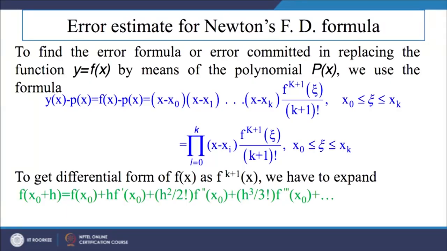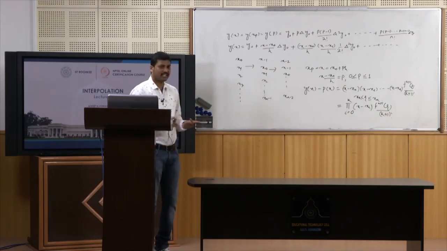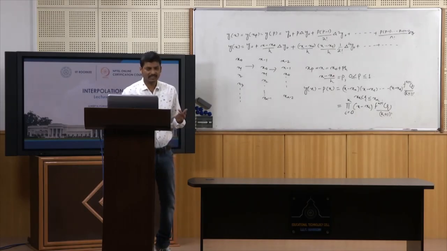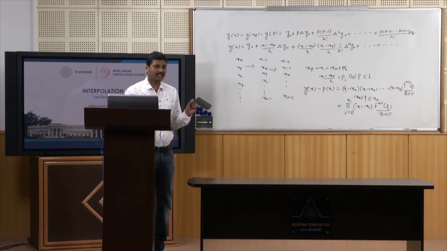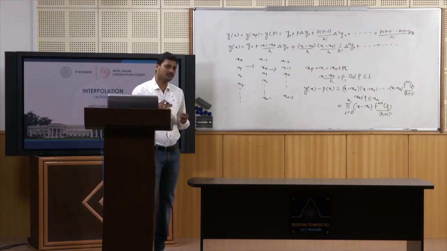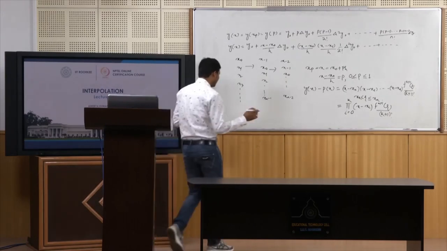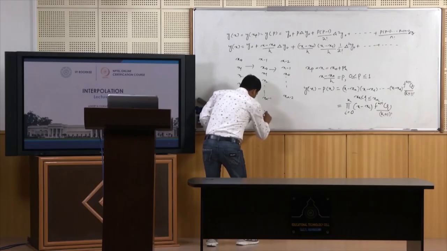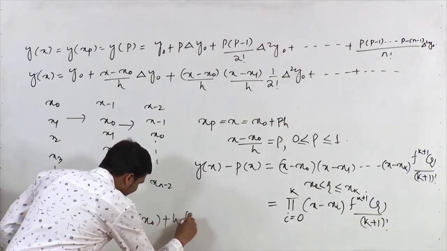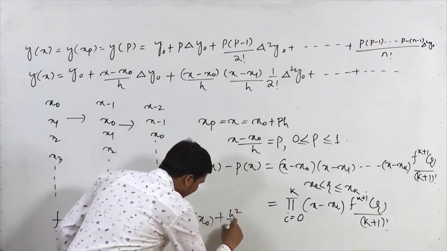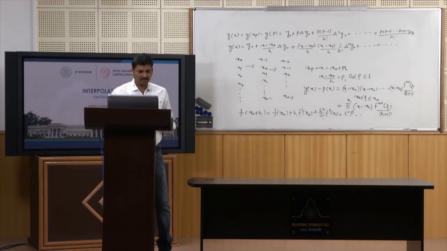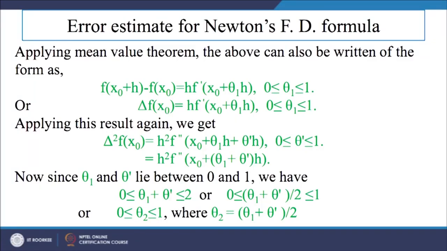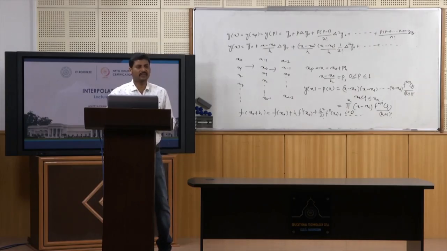And suppose we want to get this f of x in a differential form. Differential form means how we can express f of x in terms of the f to the power k plus 1 term there. To get that form, we have to expand f at a point, suppose x0, like f of x0 plus h, since usually this Taylor series expansion is used if a point is given and all of its neighborhood points, if f is continuous. We can use this Taylor series expansion, in the form f of x0 plus h, which can be written as f of x0 plus h f dash of x0 plus h square by 2 factorial f double dash of x0 plus all other terms. If we go for this computation of f of x in terms of the f to the power k plus 1 term here, then we can use the mean value theorem for all other terms there.